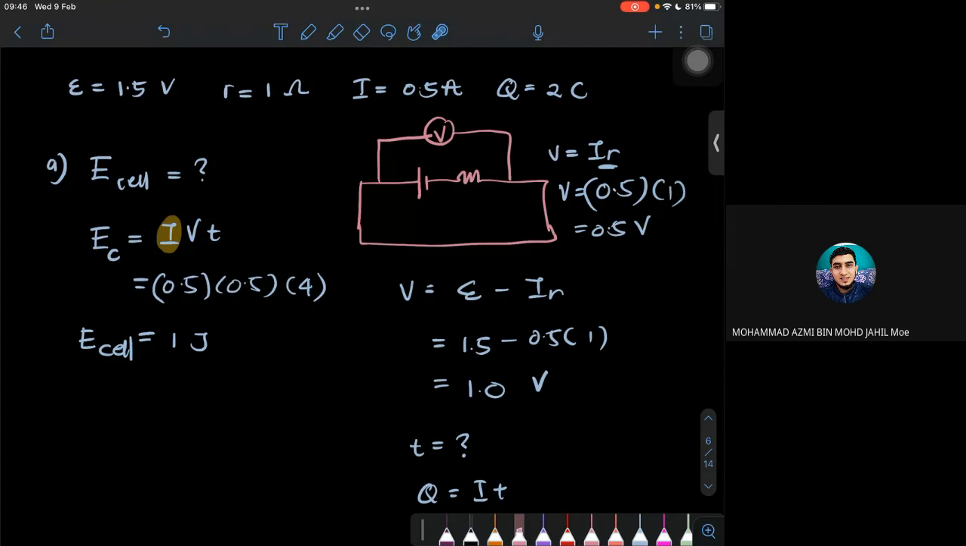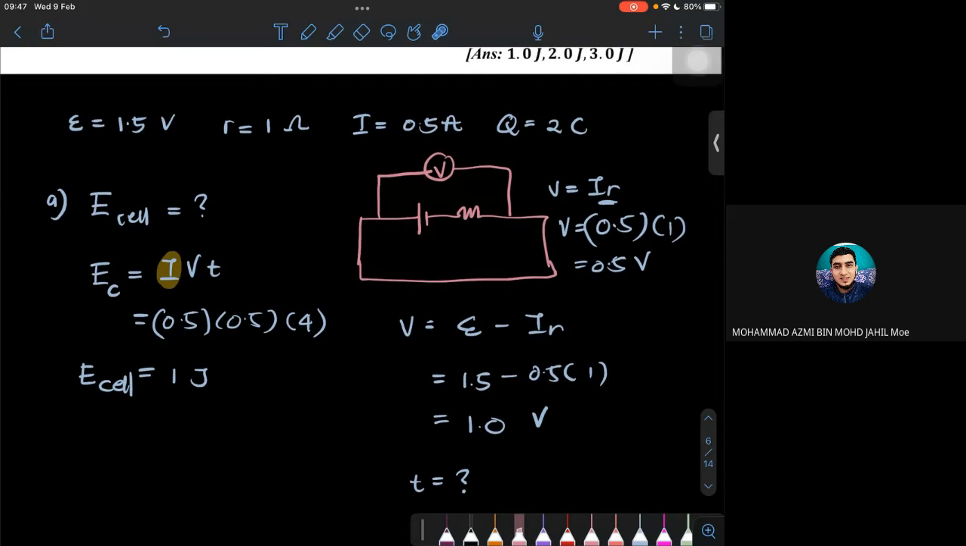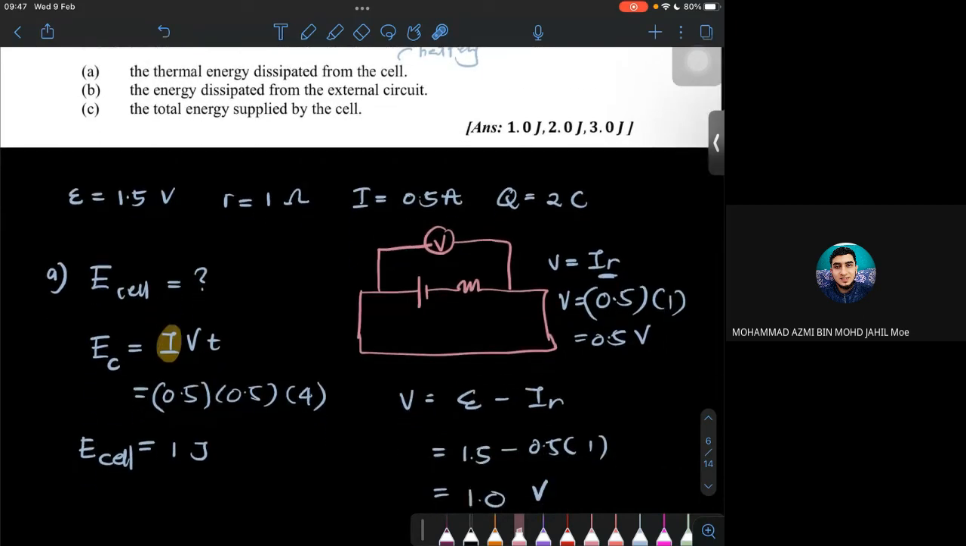Because I don't understand why. Kalau kita mau cari E cell for the battery, so why do we use the voltage on the resistor only instead of the voltage across the battery? Okay, sorry lah Miss, bingung sudah. Dapat kita move on dulu. Sorry guys, kita move on dulu to the next one.